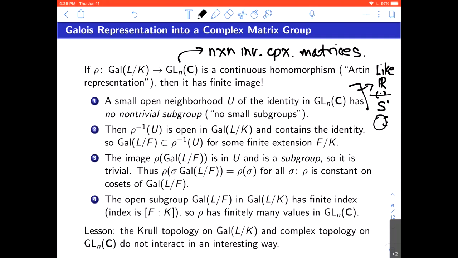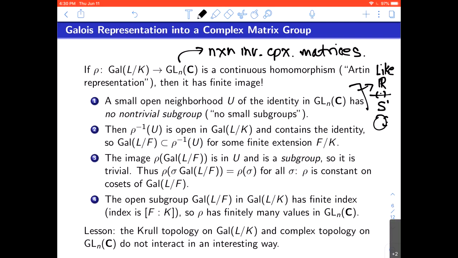But now if you go backwards and apply rho to that, well, that's a subgroup. And so its image is a subgroup of U in GLNC. But our open neighborhood of the identity had no subgroups other than the trivial one. So in fact, for that neighborhood of the identity in the Galois group that gets mapped into U, as the image is a subgroup, the only option is it's just constant, which means on every coset of this subgroup, the value is constant. You could say that rho is a locally constant function because everything has a neighborhood by cosetting it with one of these groups.